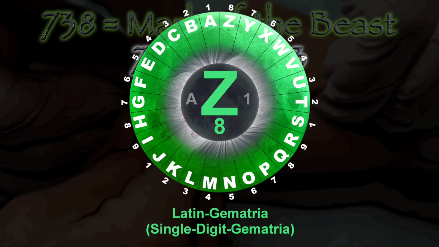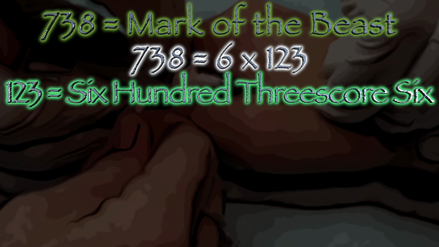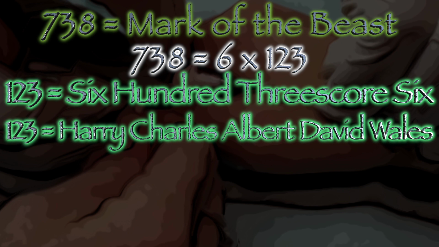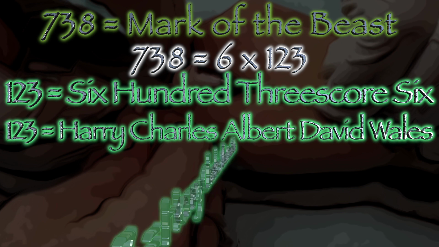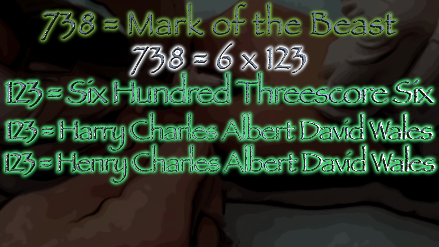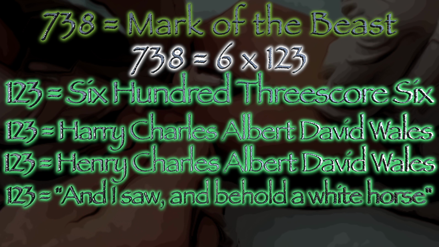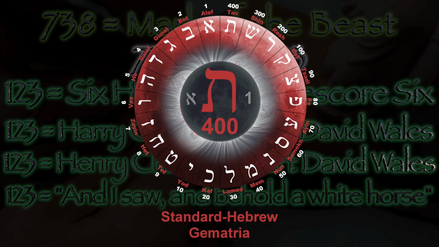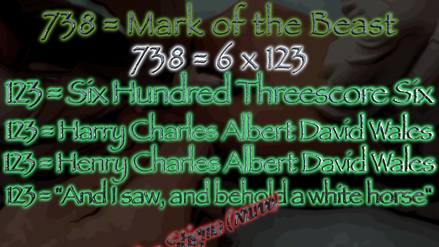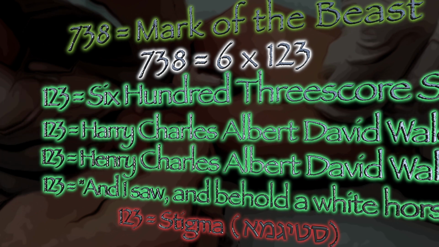Using Latin Gematria, 666 equals 123. Harry Charles Albert David Wales. Henry Charles Albert David Wales. And the following quote from Revelation chapter 6 verse 2, the first part of that verse: "And I saw and behold a white horse," equals 123 using Latin Gematria. Using standard Hebrew Gematria, stigma equals 123.